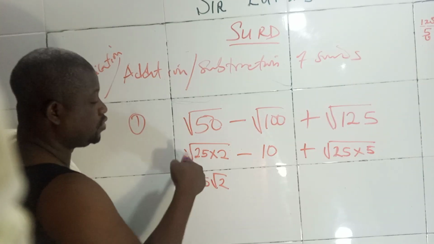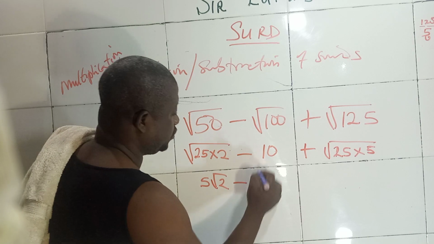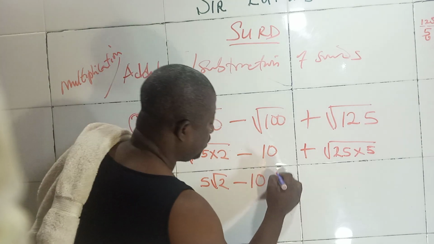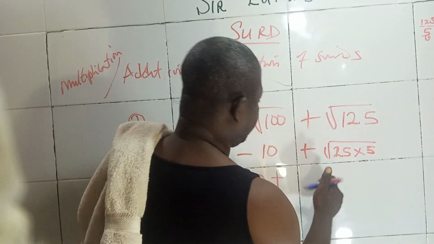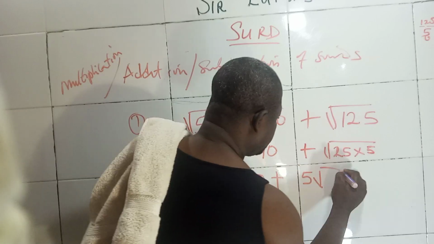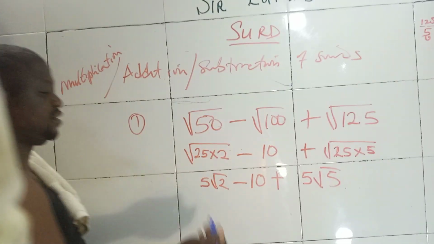I've already explained all this one, so let's move fast. Minus 10 plus, what's this? Square root of 50, 5 root 2. 2 does not have square root. So it's as simple as this.